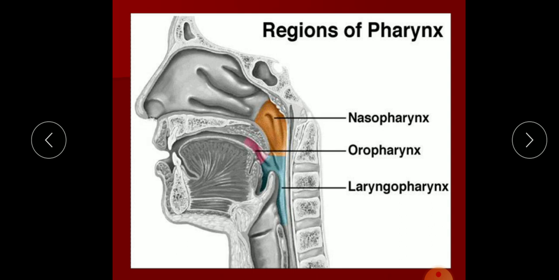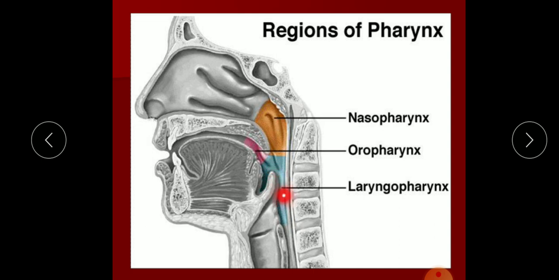This pharynx extends from the base of the skull to the lower border of cricoid cartilage, where it becomes continuous with the esophagus, and it is approximately 12 to 14 centimeters in length. So what you see here is the pharynx.